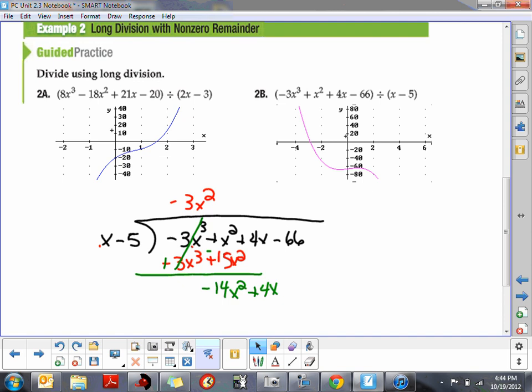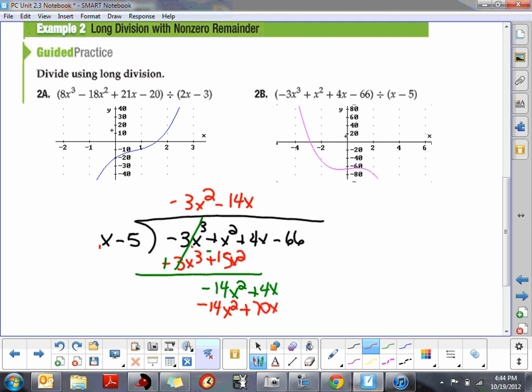And now we go to our next part. What do you multiply x by to get negative 14x squared? And that would be a negative 14x. So now we take a negative 14x times x, which is a negative 14x squared. We take a negative 14x times negative 5, it's going to be positive, and that's 70x.